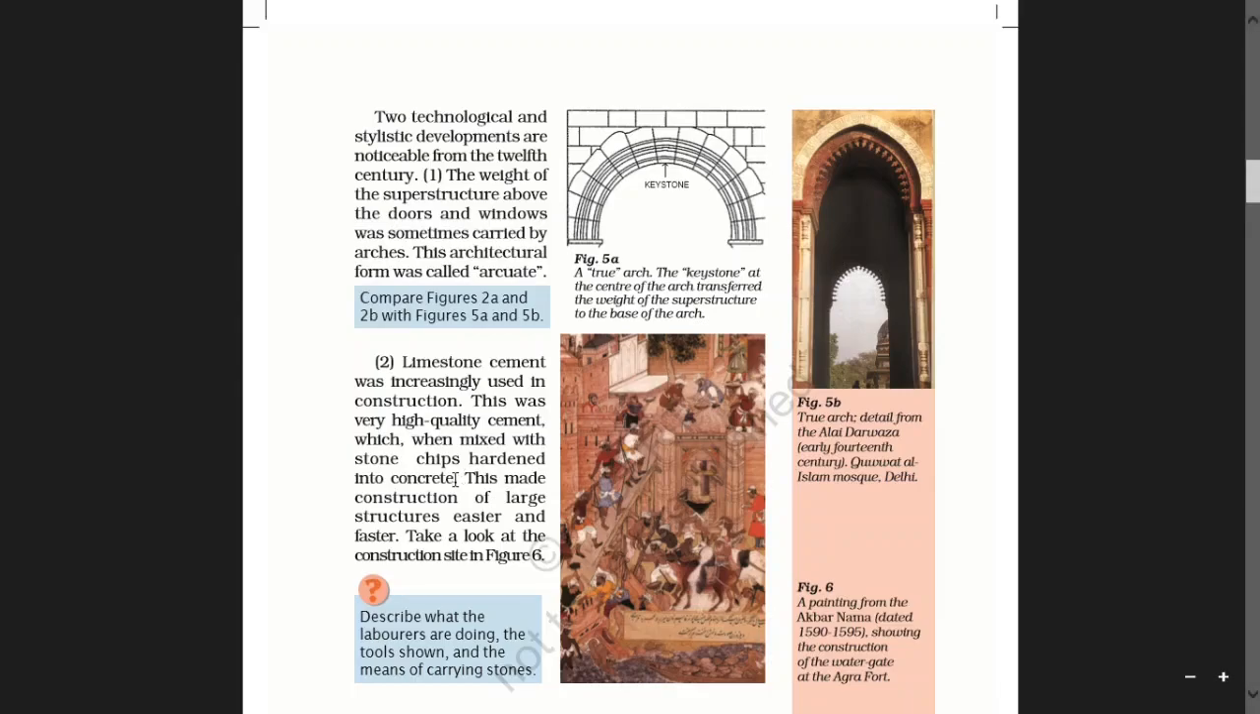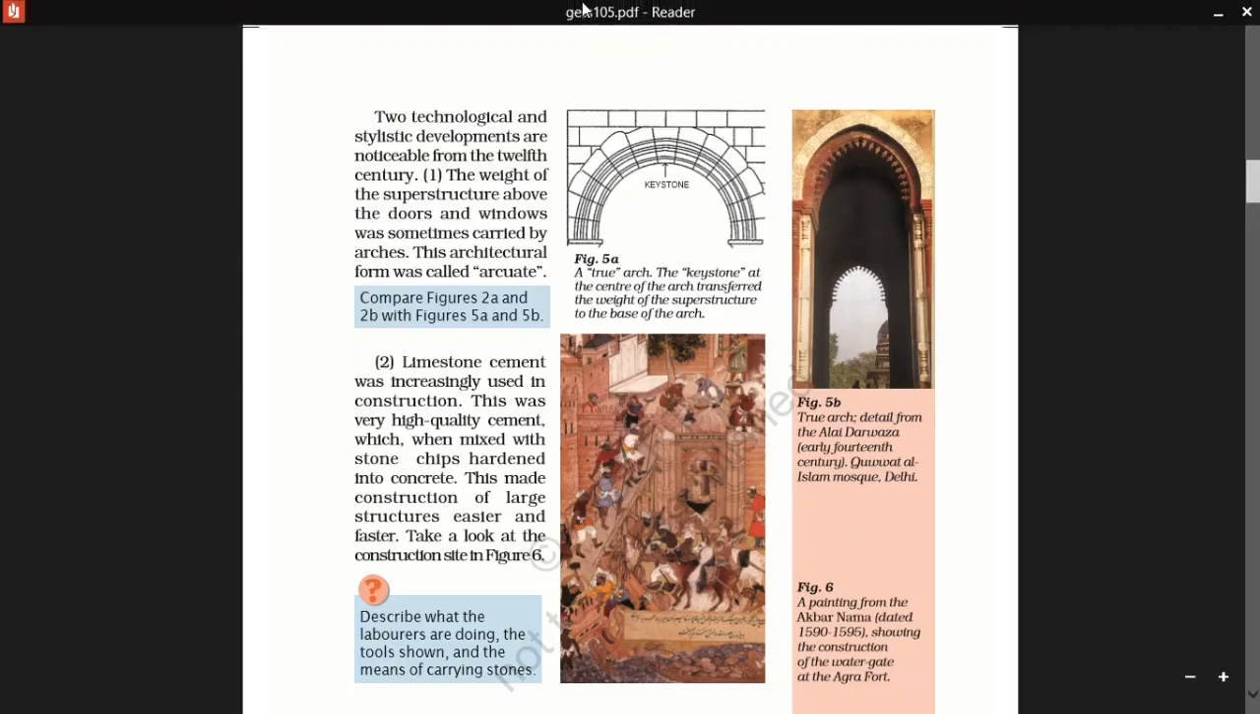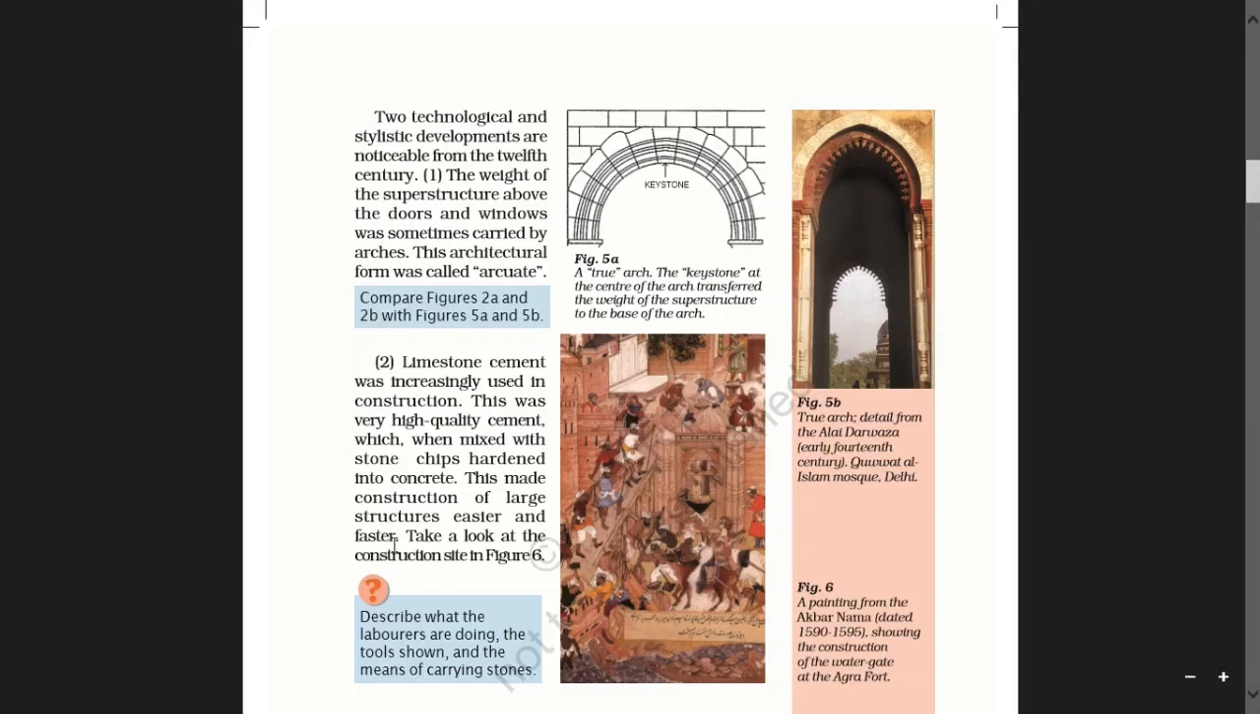This made construction of large structures easier and faster. So, with the help of stone and cement, it made construction of large structures quite easier and faster. Take a look at the construction site in figure 6. Here in figure 6, boys, you can see the construction work is going on. So have a look at this construction site.